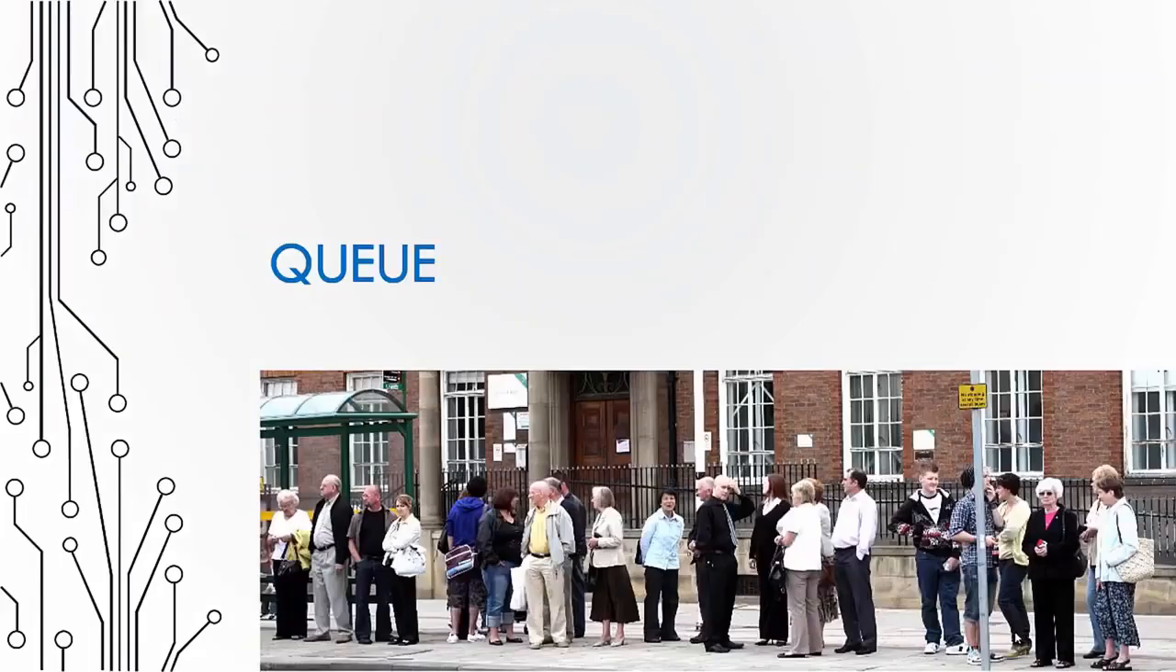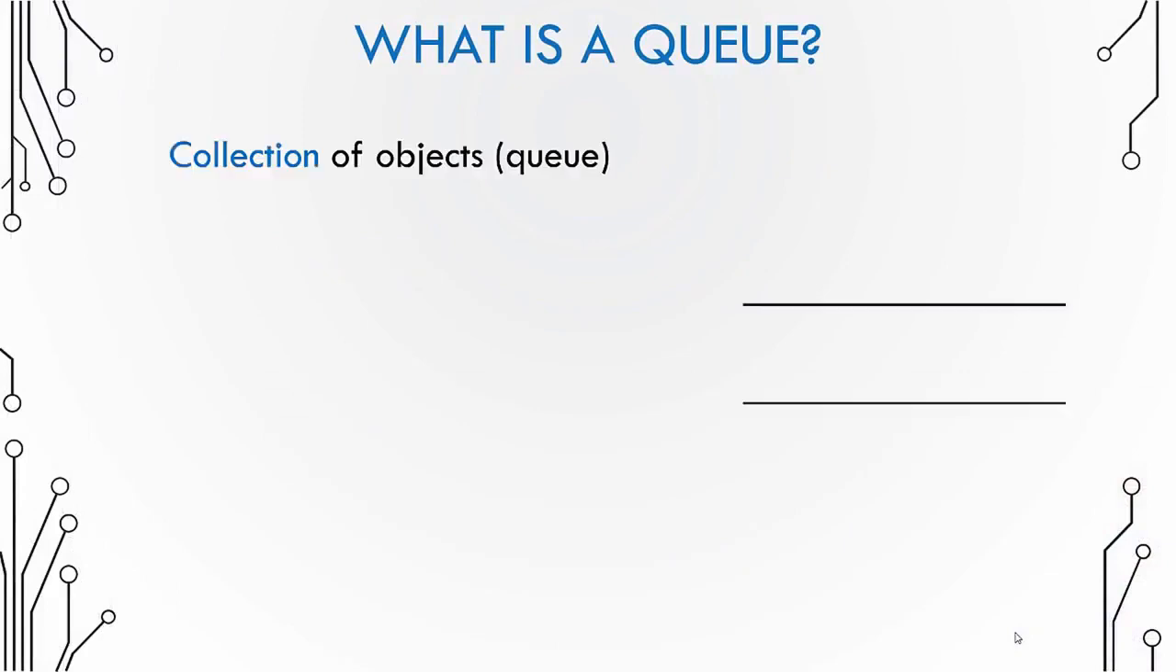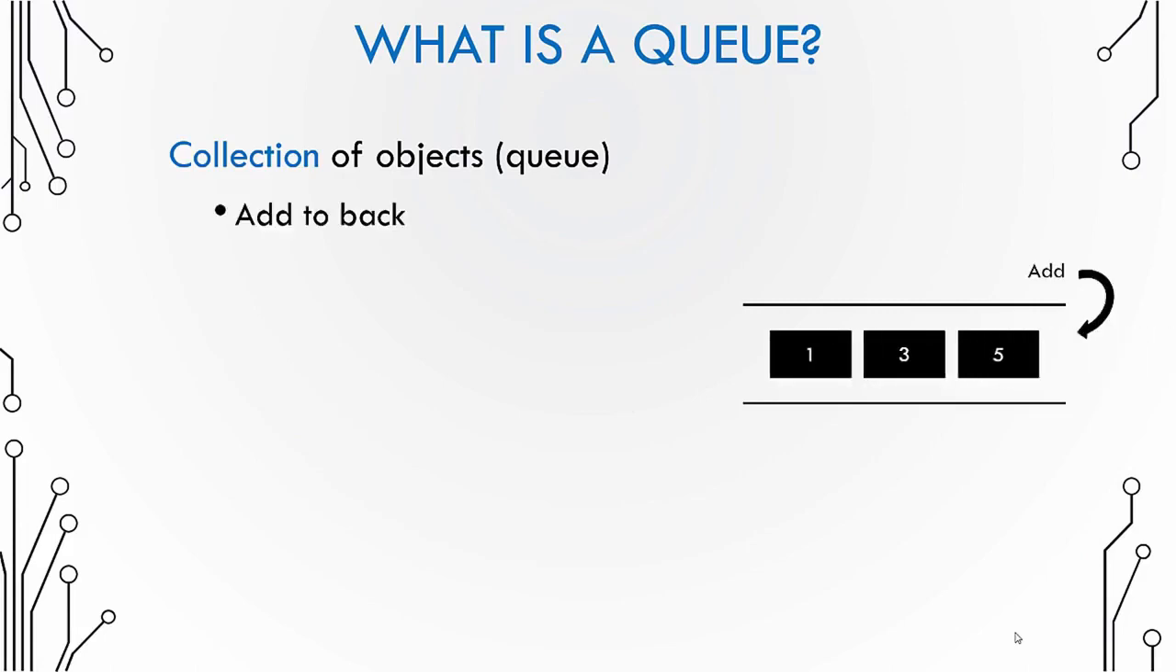In computer science, the queue is very similar to the real-world queue that we have. So let us look at what exactly a queue is. A queue is basically a collection of objects, right? Just like the real-world queue, we have a collection of people. Here we have a collection of objects that are stored in memory. And objects are always added to the back of the queue, right?